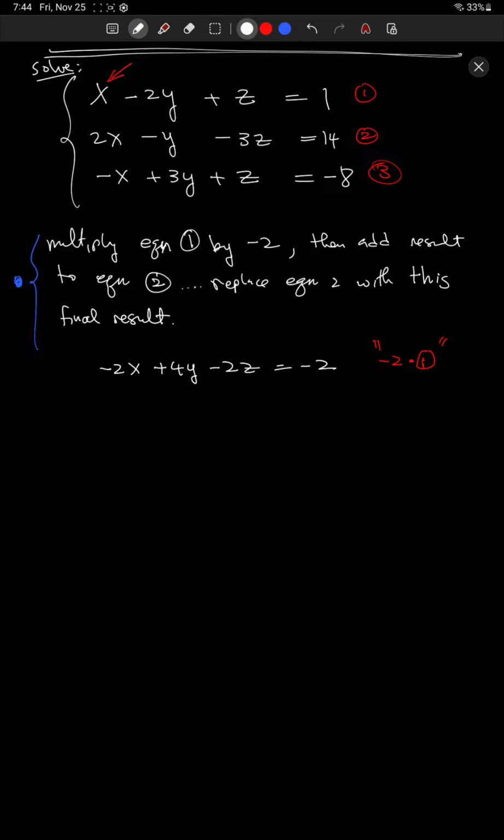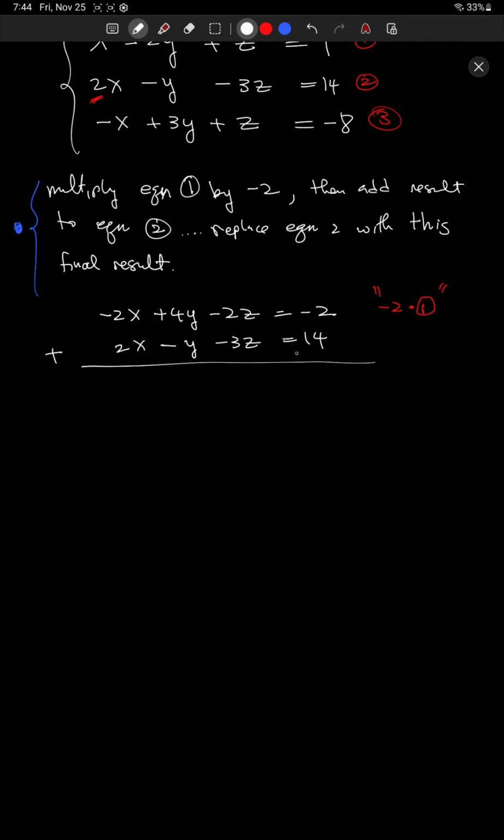Now the reason why we multiplied by minus 2 is because we noticed equation 2 had 2x. So if I write down equation 2 right under equation 1, I'm going to have 2x minus y minus 3z equals 14, right? And if I add the two equations term by term, the minus 2x and the 2x are going to cancel, and so the x's will go away. So I end up with 3y minus 5z equals 12. This is going to be my new equation 2.